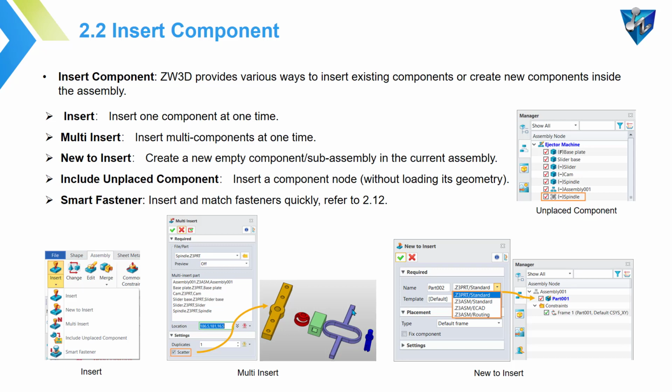And for the next one, include unplaced components. It means we can insert a component node, but without loading its geometry. It's useful for some special cases where you need to include the component in the BOM table, but you don't really need its 3D model. And the last one is insert smart fastener, which we will cover later on. Okay, now let's move over to ZW3D to show you more details.